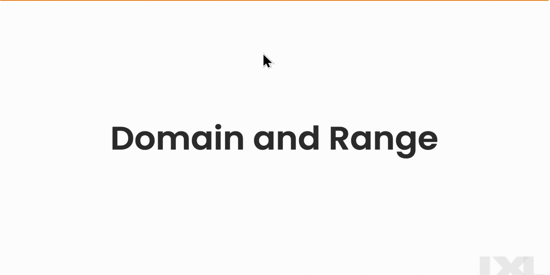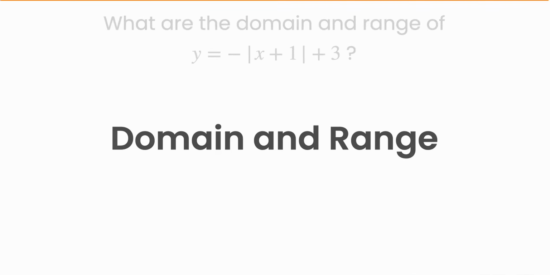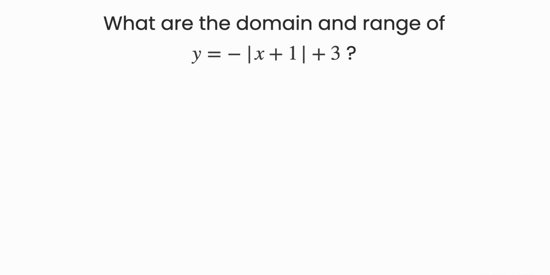Today we'll practice finding the domain and range of various functions. Let's check it out. What are the domain and range of y equals the negative absolute value of x plus 1 plus 3? In other words, what are all the x values that we're allowed to plug into the equation, and what are all the y values that it could possibly produce as outputs?